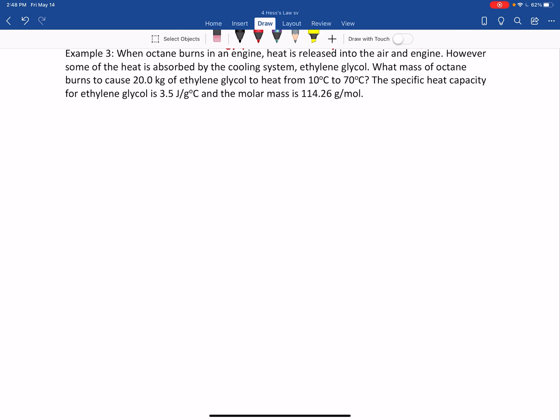So the last big example we're going to do to wrap up the energy topics for this chapter and for this year is trying to incorporate everything. We're going to look at a car engine, which is going to act like a big calorimeter for us. So let's read through this.